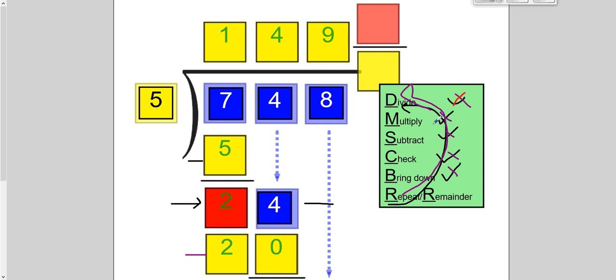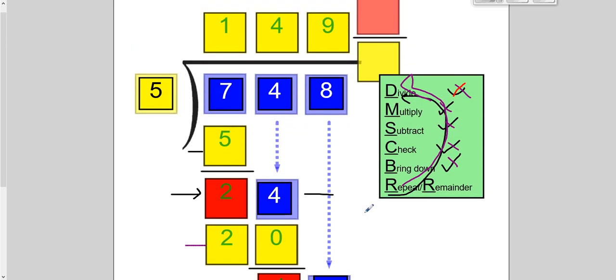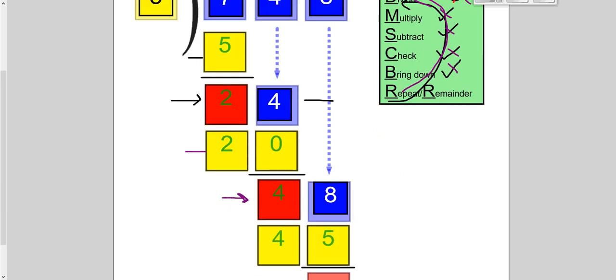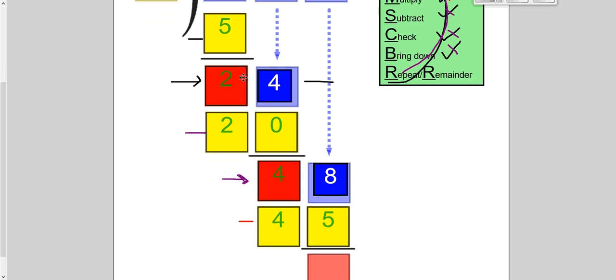Next thing I need to do is I need to multiply. How many of those 48 did I take out? Well, 9 times 5 is 45. So now I have multiplied. The next thing I'm going to do is subtract. I want to know how much is 48 minus 45. How much of that did I use up? Well, 48 minus 45 is 3. So there's my subtract step.